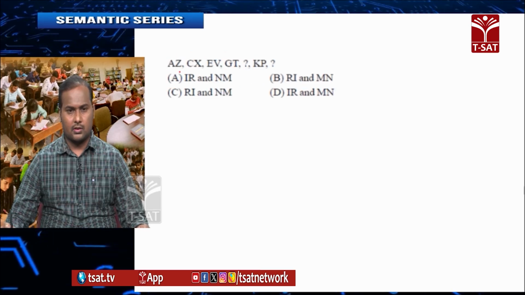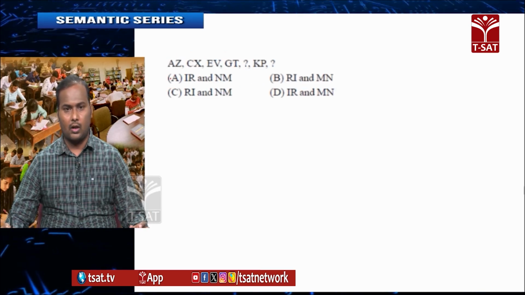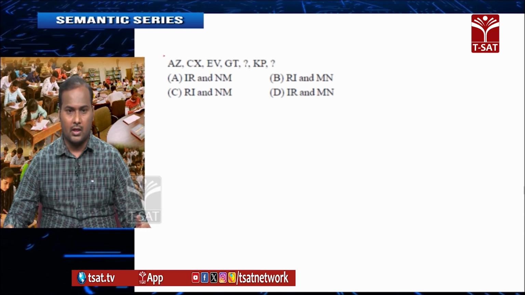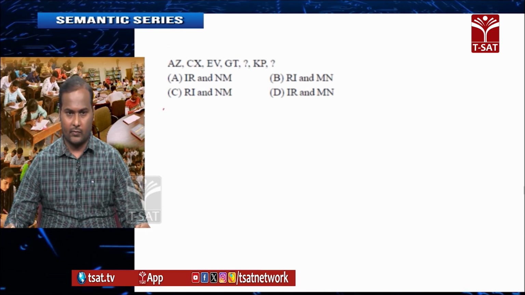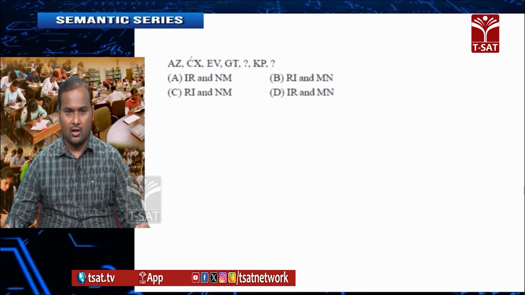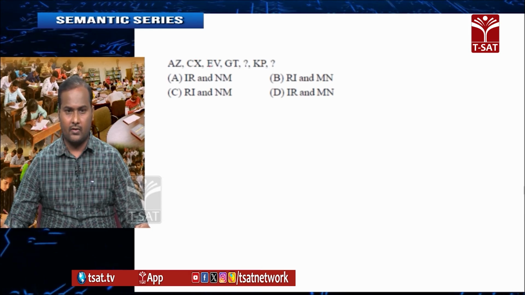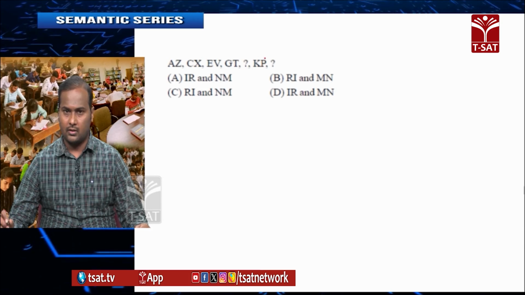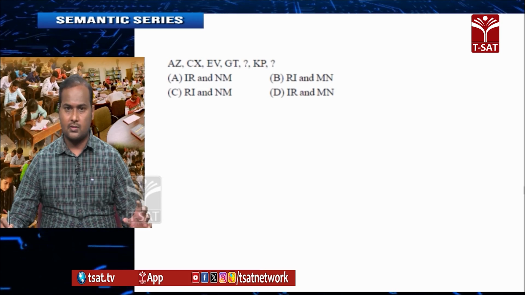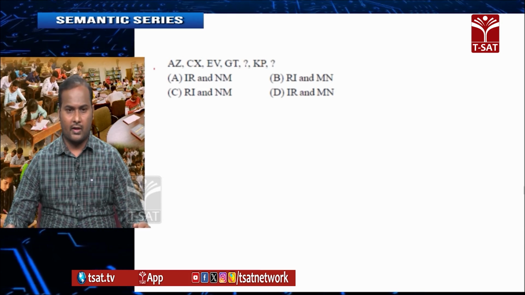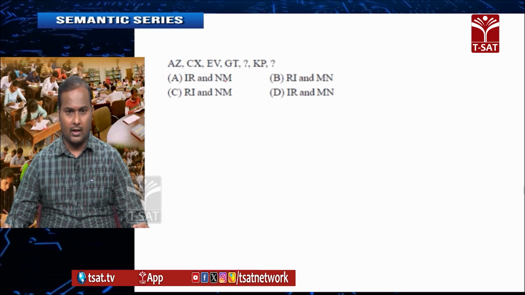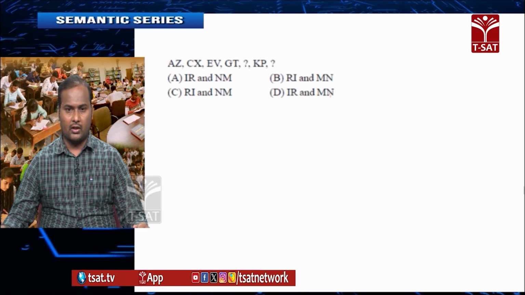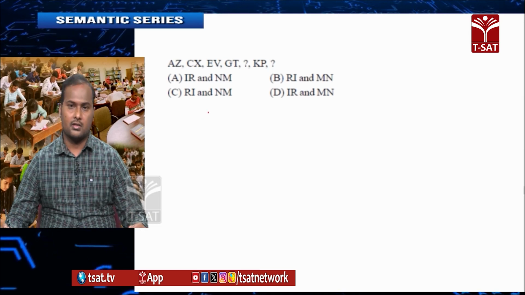In this particular question, the moment you see the question, what you need to get in the mind is they are opposite letters, means A opposite is Z, you should know that. Next one is C opposite X. In the same way, E opposite V, G opposite T, K opposite P. So, here options also it will be opposite. For example, see options I R and N M. So, I opposite is R, N opposite M, and in all the options also everything is opposite.